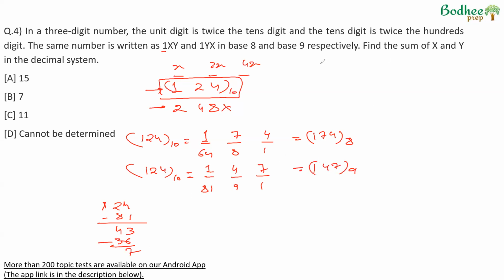Find the sum of x and y. As we can see, this is x, this is y. x plus y will be 11. Option C becomes the answer.